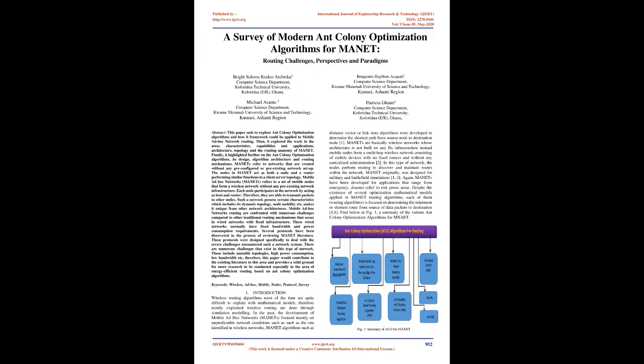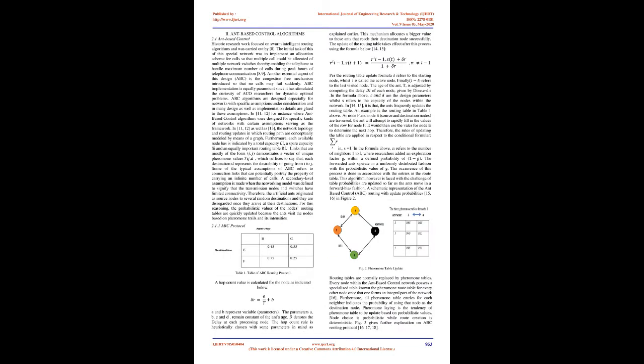Historic research work focused on swarm intelligent routing algorithms was carried out by 8. The initial task of this special network was to implement an allocation scheme for calls so that multiple calls could be allocated over multiple network switches, thereby enabling the telephone network to handle the maximum number of calls during peak hours of telephone communication. 8, 9. Another essential aspect of this design, ABC, is the congestion-free mechanism introduced so that no calls may fail suddenly. ABC implementation is equally paramount since it has stimulated the curiosity of ACO researchers for dynamic optimal problems.